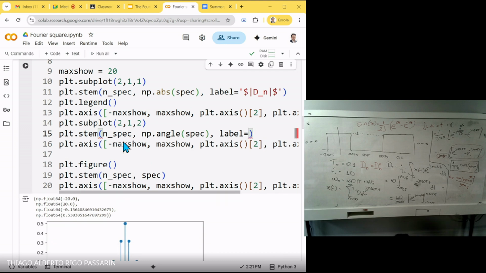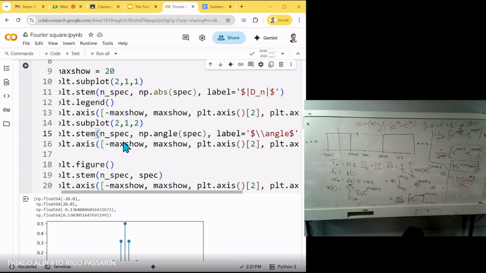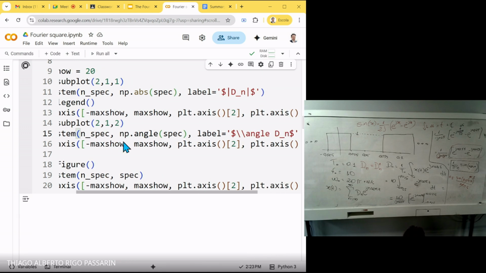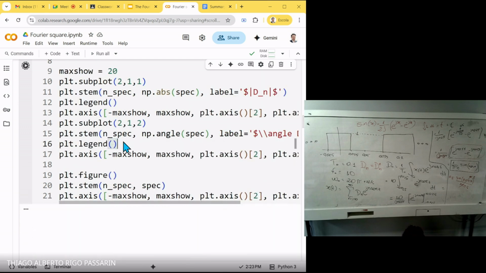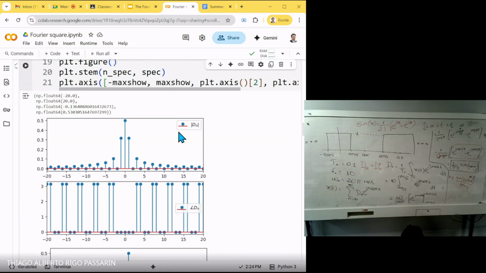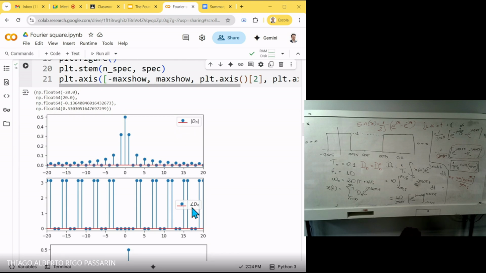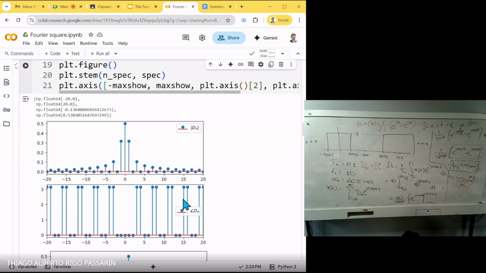No, Python 3 is becoming more and more foolproof. So maybe this. Yeah, I thought you needed to put this. I'm not sure. Maybe I should. No, I don't think so. Here, absolute value, angle. This is what we call a spectrum.